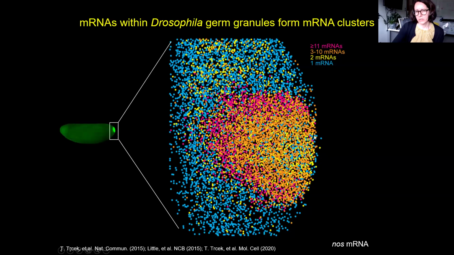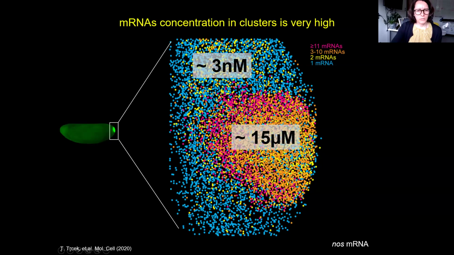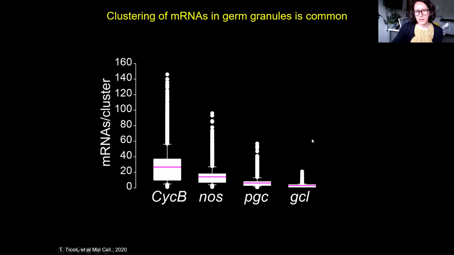And these clusters have various abundances, ranging from a singlet to more than 11 mRNAs. The concentration of nanos RNA within these clusters is also very, very high, more than 5,000-fold increase relative to the single RNA outside of granules. So this really indicates that these RNAs come into close proximity to each other, which may augment interactions among the RNAs. And nanos is not the only RNA that can cluster.